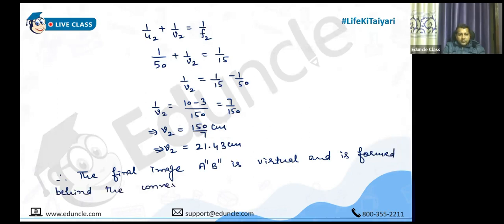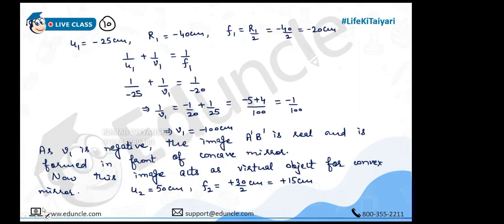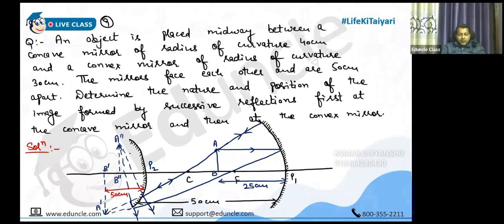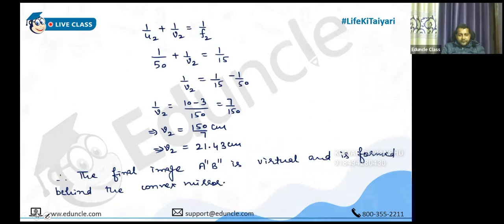So this was a little trickier. Clear? Sir, previous slide. Yes. सर इधर ड्राइंग वाला सर. Okay sir. It is less than 50, and otherwise also it is virtual. It is behind. Actually, behind means this is front of the mirror, and this is back of the mirror. This part. Okay.